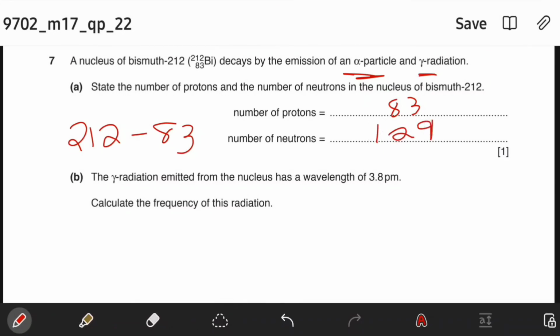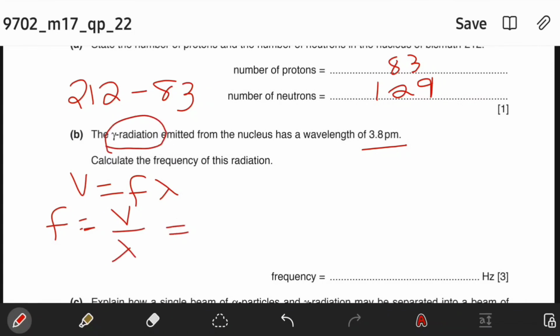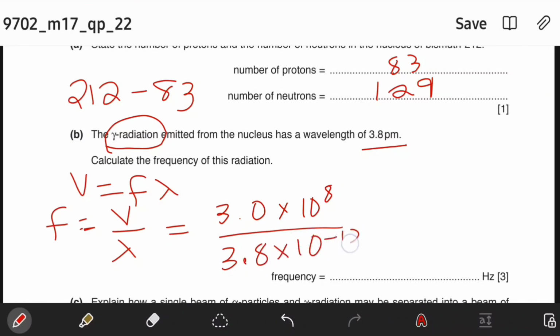The gamma radiation emitted from the nucleus has a wavelength. Calculate the frequency of this radiation. Since the formula is speed is equal to f lambda, frequency can be found from speed over lambda. We know that gamma radiation is a transverse wave, and it is part of the electromagnetic spectrum, and all electromagnetic waves have the same speed, which is 3.0 times 10 to the power 8, over the wavelength, which is given as 3.8 picometer. Pico is 10 to the power minus 12, so 3.8 times 10 to the power minus 12, and the answer would be 7.9 times 10 to the power 19.